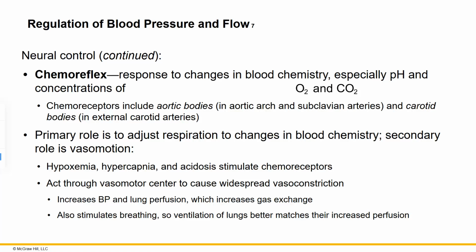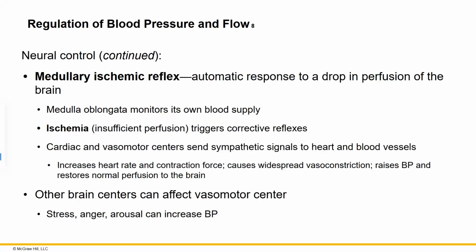Chemoreflexes are responses to changes in blood chemistry, especially pH and concentrations of oxygen and carbon dioxide. Chemoreceptors include aortic bodies in the aortic arch and subclavian arteries, and carotid bodies in the external carotid arteries. Their primary role is to adjust respiration in response to changes in blood chemistry. Their secondary role is vasomotion. The medullary ischemic reflex is an automatic response to a drop in perfusion of the brain. The medulla oblongata monitors its own blood supply, and ischemia triggers corrective reflexes.